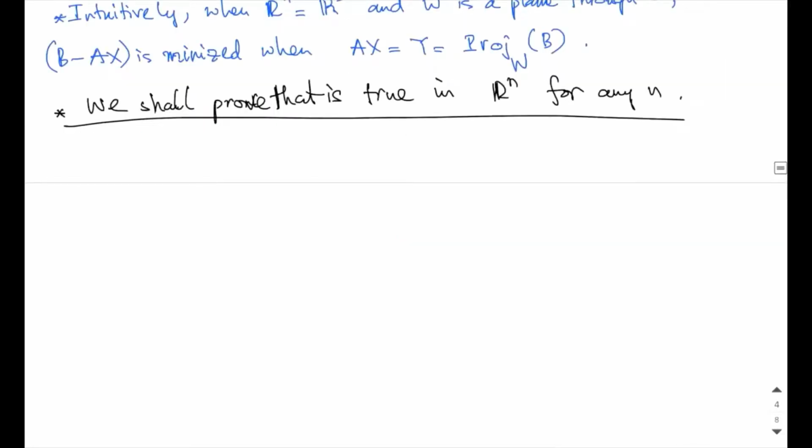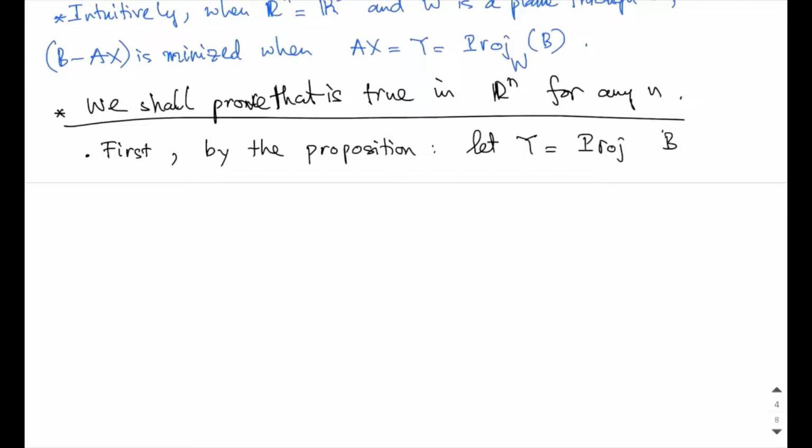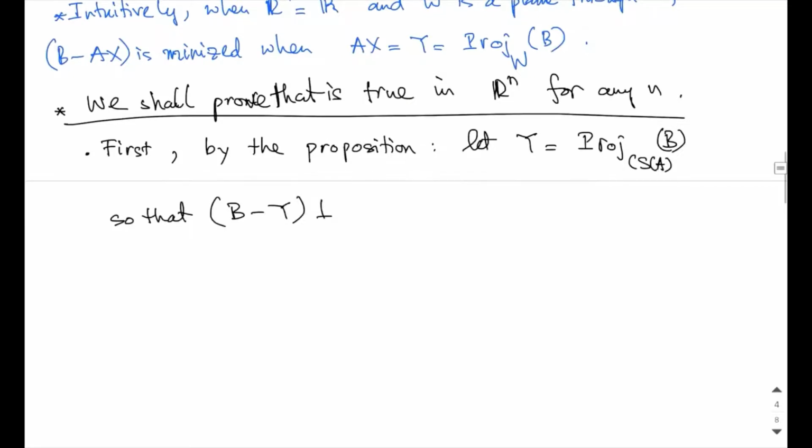So first of all, by the proposition, let y be the projection of b onto the column space of A. The proposition guarantees the existence and uniqueness of y, so that b minus y is perpendicular to the whole column space of A.